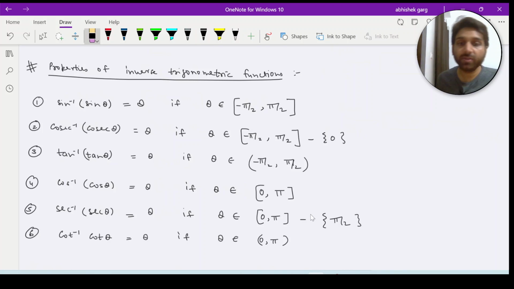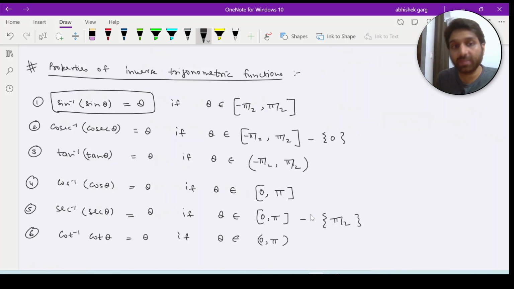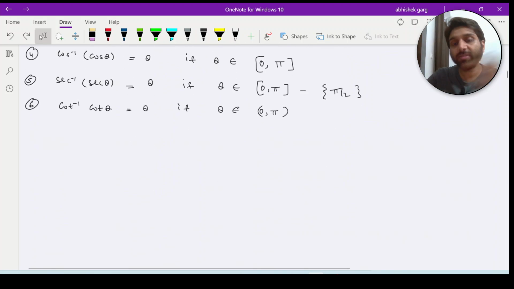So if you remember the range of these inverse trigonometric functions, it will be very useful to you to remember these six properties. So whenever you are saying that sine inverse of sine theta is equal to theta, please make sure that the theta lies in this particular range. Otherwise we'll have to do some adjustment to bring it in this range, and then only we can use this property. Alright, now let us look at few questions to understand how we apply these properties.